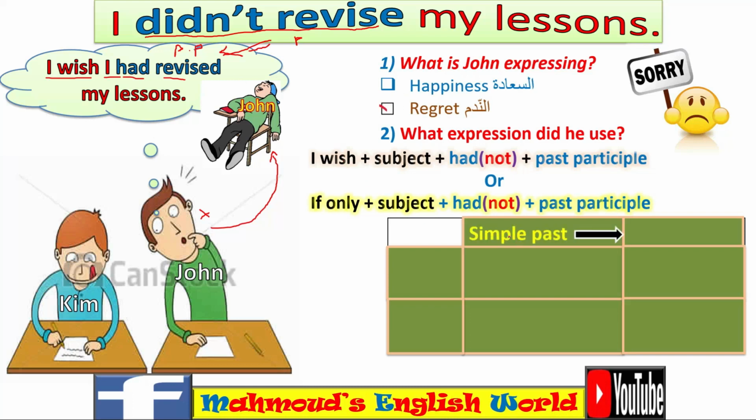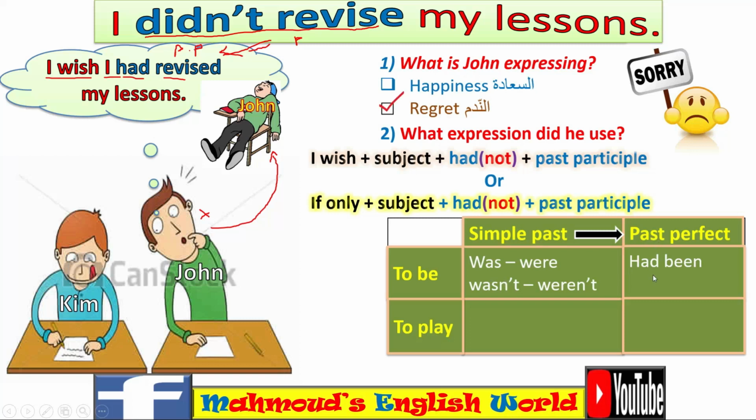So if we have the simple past, we change it to past perfect, and we see 2 examples here, like verb to be and verb to play. Verb to be, like in the simple past, was or were, it becomes in the past perfect had been. And what is the negative of was and were? Good job. Wasn't, weren't, I wasn't, you weren't. And in the past perfect, hadn't been.